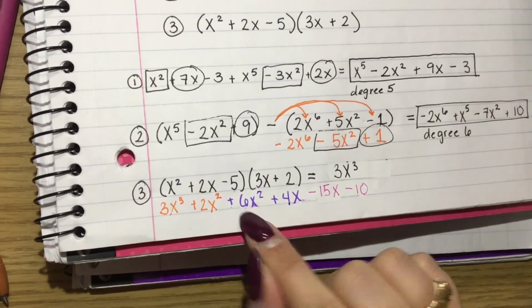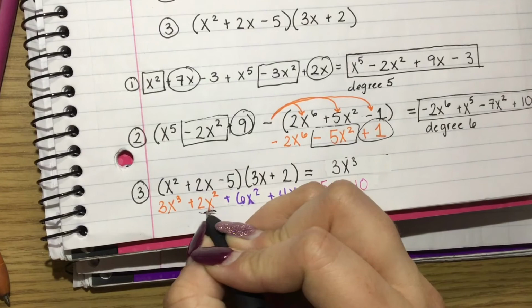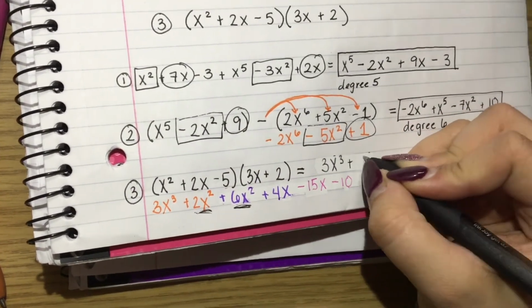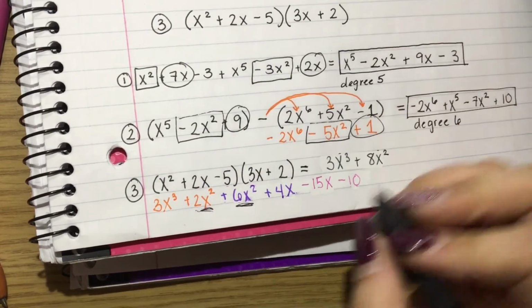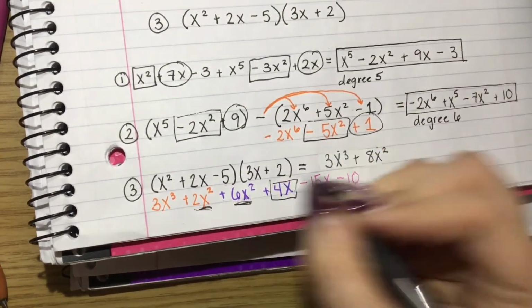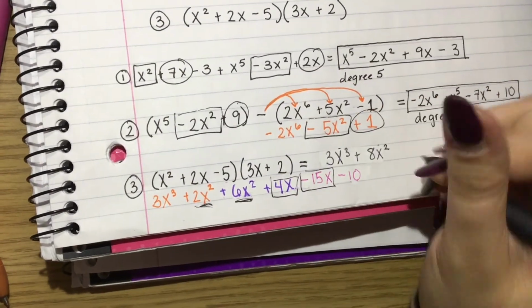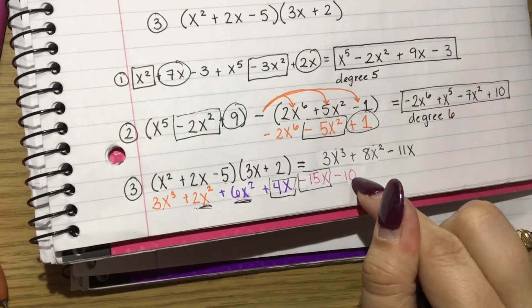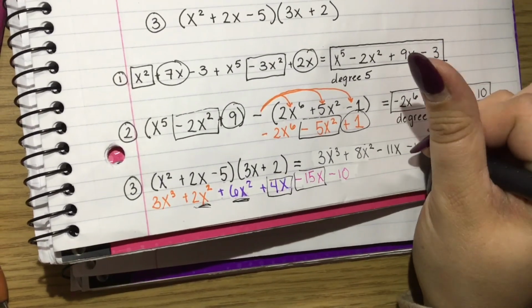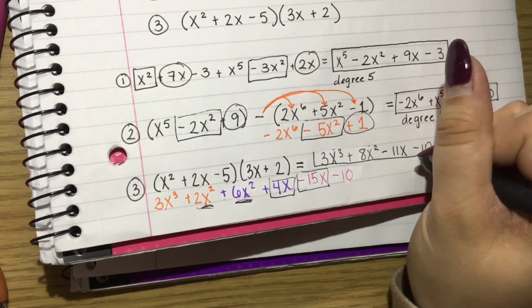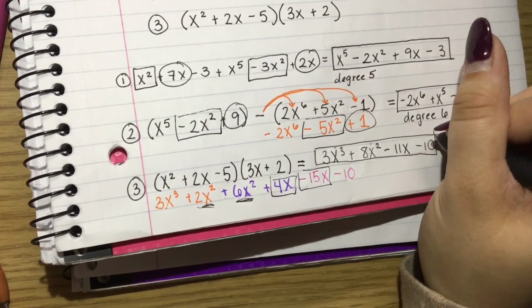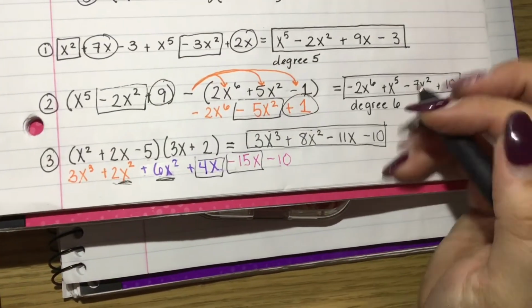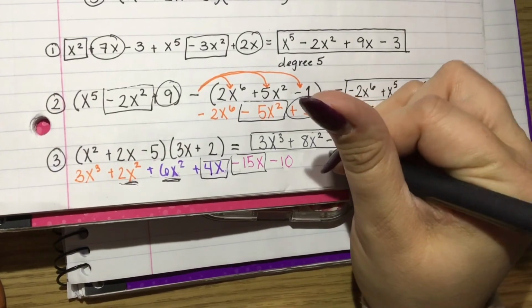I'm putting that 3x to the third first because my cubic term is the largest degree that I see. Then I see 2 quadratic terms, so I'm going to combine those together to give me 8x squared. Then I see 2 linear terms, that 4x minus 15x, and together that makes negative 11x. And then last but not least, I have my constant term, which I'll put at the end. And overall, this entire polynomial is a cubic polynomial because the highest degree is 3. So I could either call this degree 3 or I could call this a cubic polynomial.